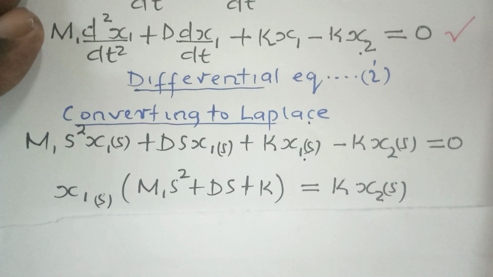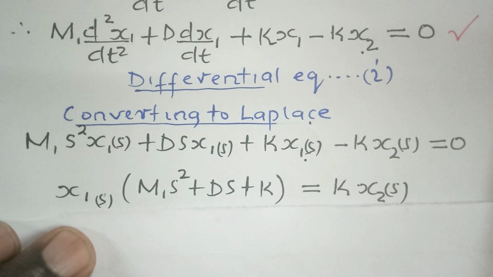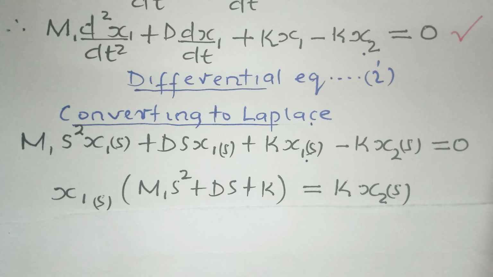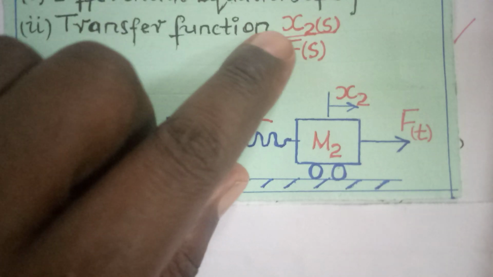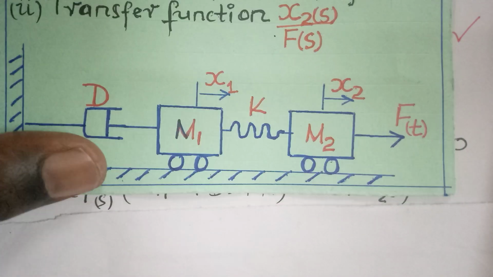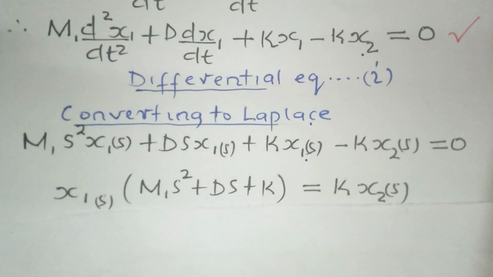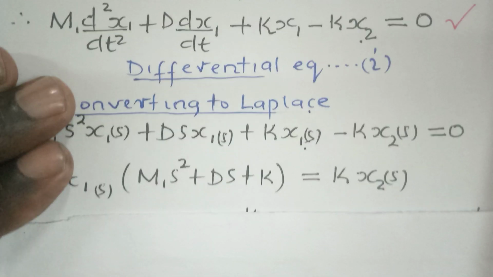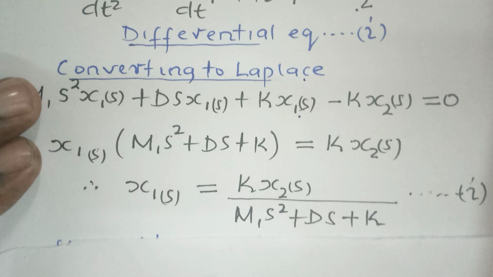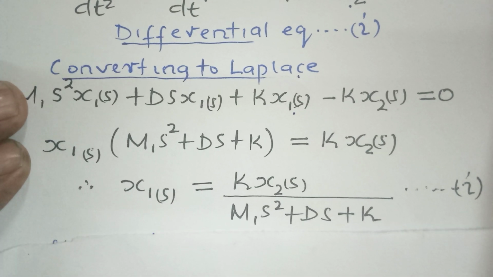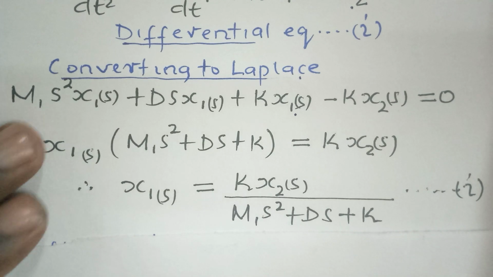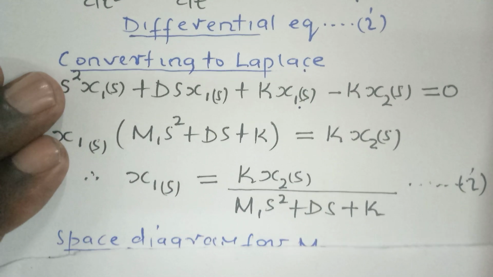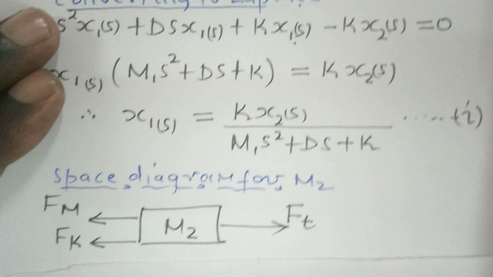From there we can factor out x1, because remember our question is asked about x2. You can see we are looking for x2 here. So we need to factor out x1 so that we shall be able to eliminate it after getting the other differential equation of M2. So we go now to the free body diagram for M2.